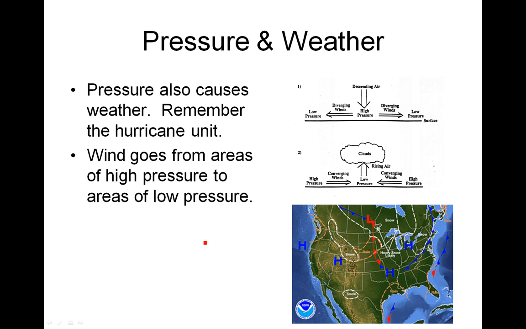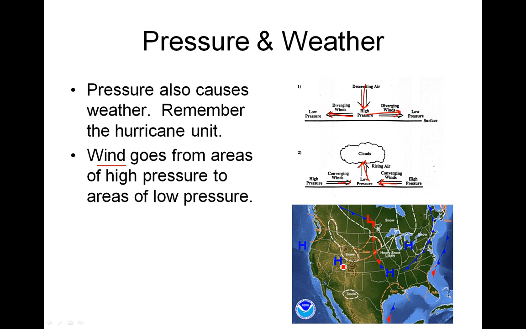Weather is the same kind of thing. We talked about it with the hurricane unit. If we have low pressure, the air from high pressure goes into low. The low pressure rises, usually because it's hotter. We'll talk about that with weather, and it makes clouds and rain. If the air is descending, it's making high pressure. High pressure is then going to go out to low pressure. This movement of air from high pressure areas to low pressure areas is called wind.